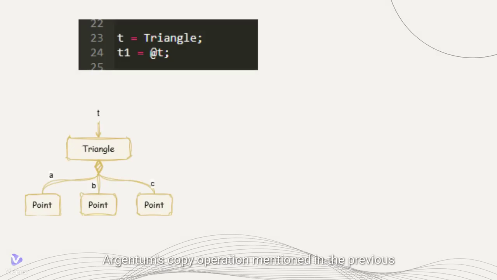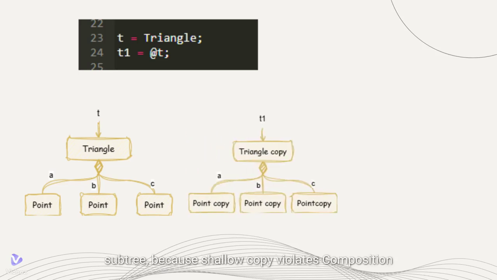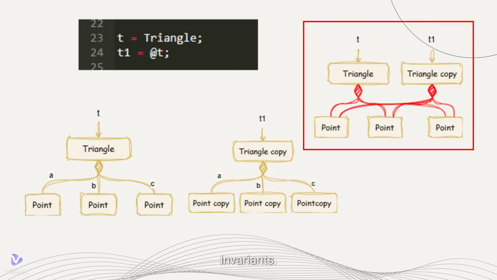Argentum's copy operation mentioned in the previous chapter handles object hierarchies as well. It makes a deep copy of the composition subtree, because shallow copy violates composition invariance. And Argentum's goal is not only memory safety, but also the higher level object hierarchy safety.